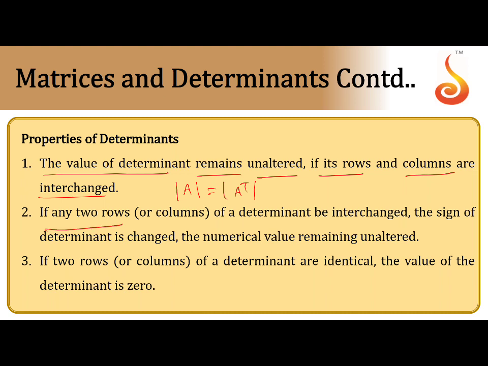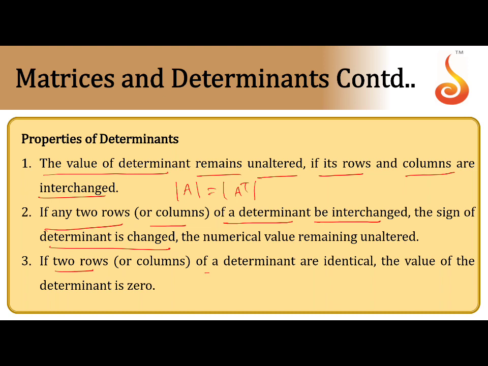Next, if any two rows or two columns of a determinant are interchanged, the sign of the determinant will change. That's the concept. For example, let A equal 5. I interchange two rows, then I find the value of the determinant, and we get minus 5. That means if you interchange two rows or two columns, the sign of the determinant changes to the opposite sign. So, clear on that one.